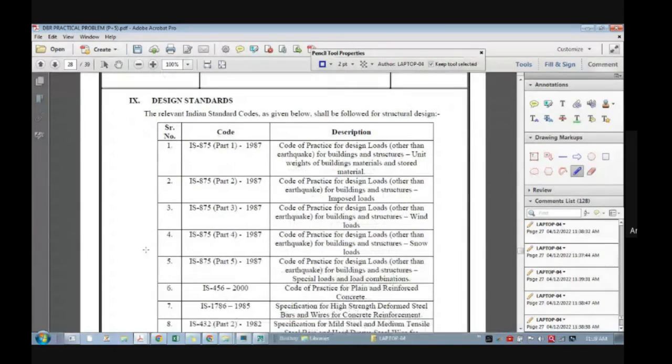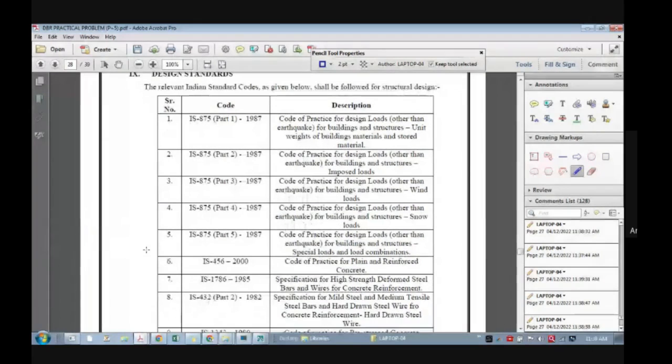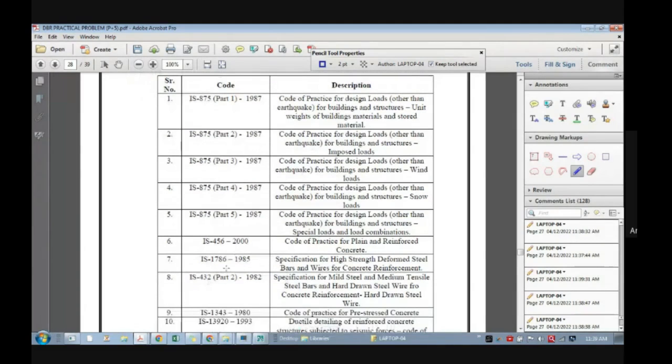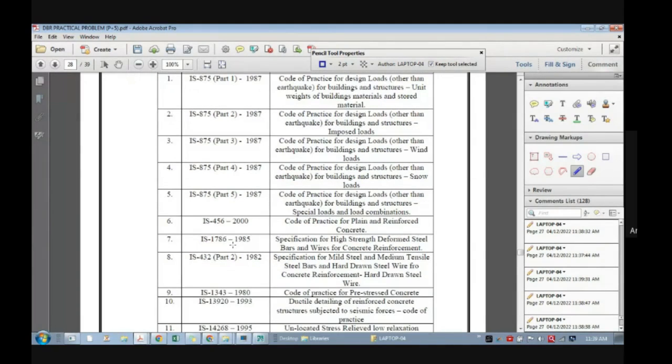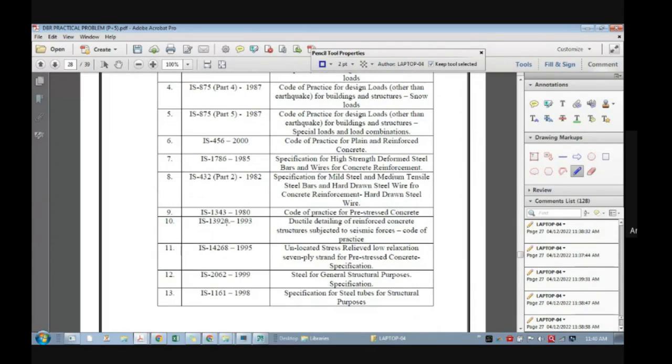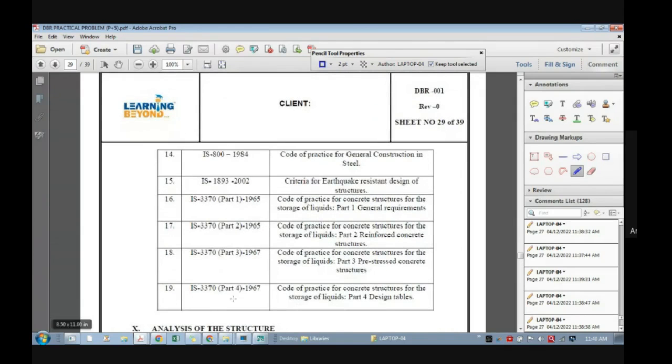Then whatever IS codes you are using for the project, you should mention all the codes. For example, IS 875 for dead loads, live loads and wind loads. Then 456 for design of RCC members, 1786 for steel. If it is pre-stressed concrete, then 1343 is used. 13920 for ductile detailing. So all those codes you should mention in the design basis report.